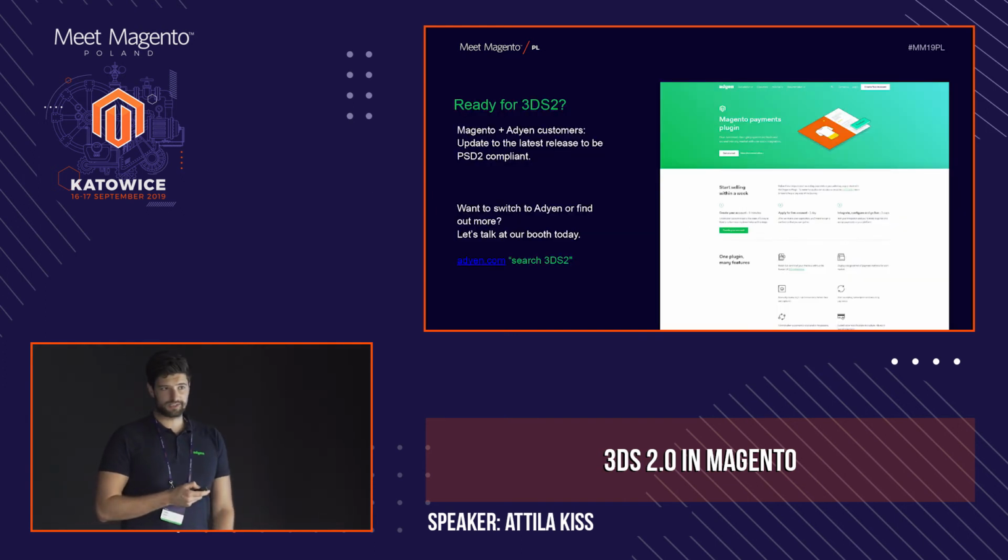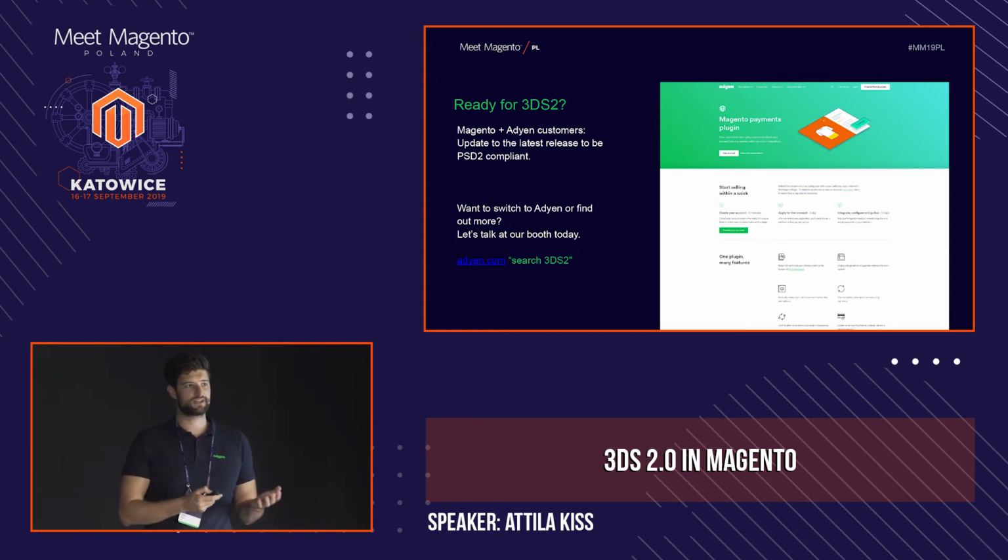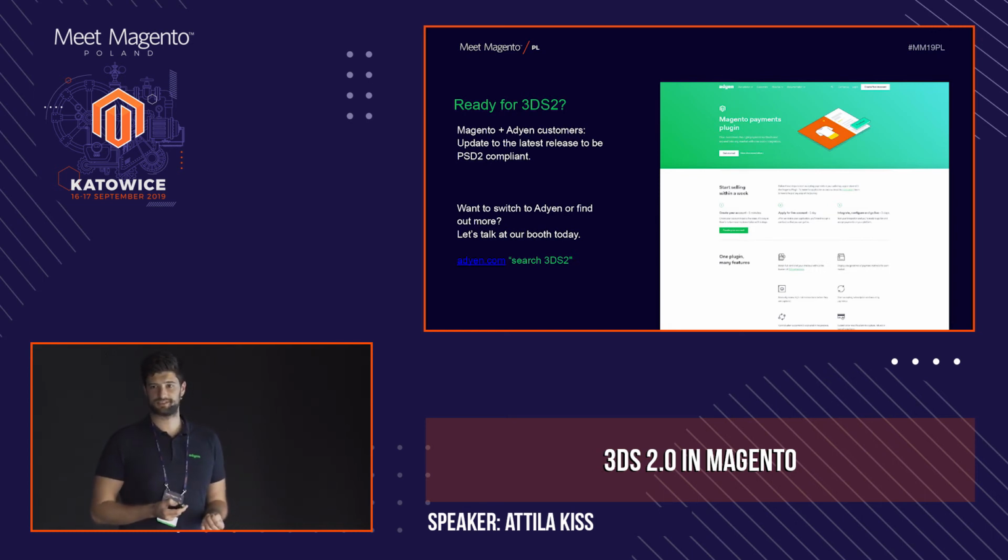I hope it helped to understand the whole 3DS2 process, how the authentication needs to be done, how the whole flow looks. If you have any more questions, we have a booth in the hall. Please come and find us and ask questions, talk to us. And also, if you want to know more about 3DS2, we have a support page. If you just Google Adyen 3DS2, you will get a lot of useful information.